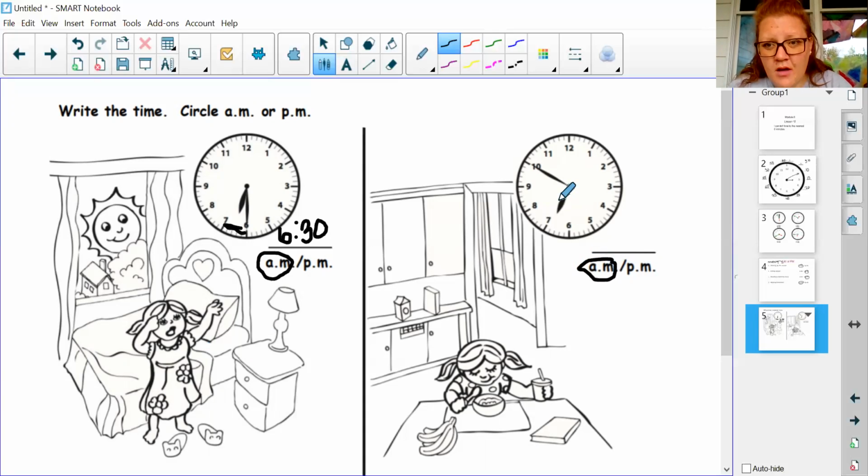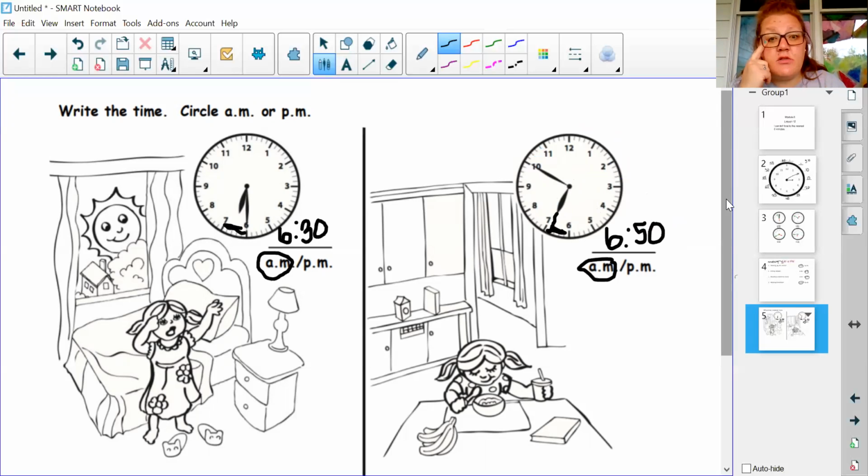Let's look at our time. Look at our hour hand. Is it on the 7 yet? It's not on the 7 or past the 7, so it means it's still in this area right here, which means we're still in that 6th hour. Now, 0, 5, 10, 15, 20, 25, 30, 35, 40, 45, 50. So she eats breakfast at 6:50 in the morning.